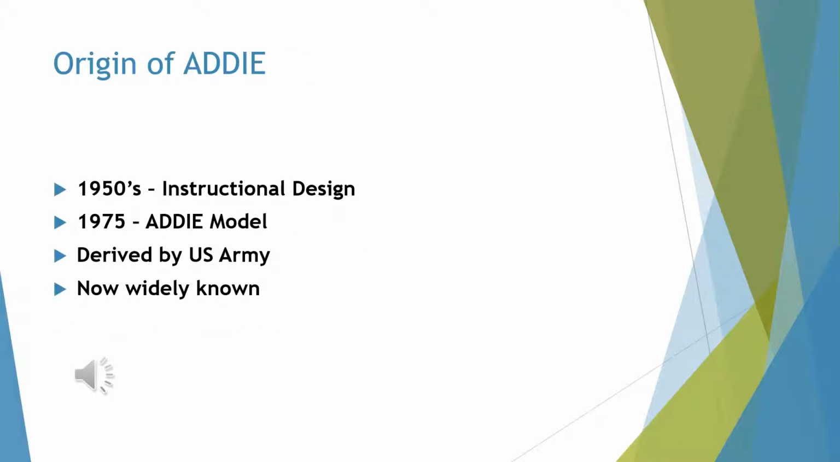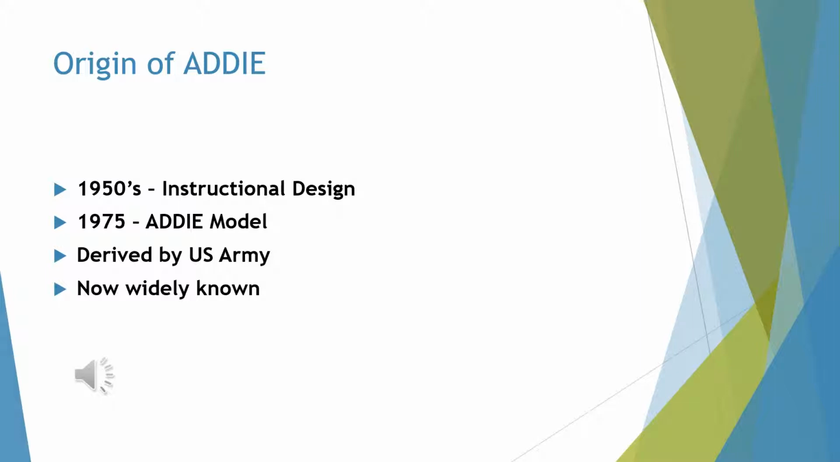ADDIE is an acronym for the stages of the model: analysis, design, development, implementation, and evaluation. ADDIE is a widely known model in the field of instructional design. Although instructional design became mainstream in the 1950s, it wasn't until 25 years later that ADDIE was introduced as a possible model. It was developed by the United States Army by the Center of Educational Technology at Florida State University.